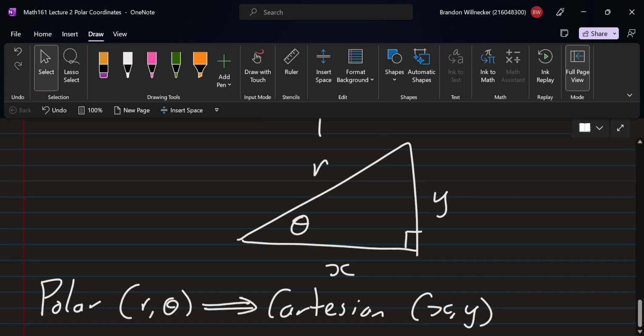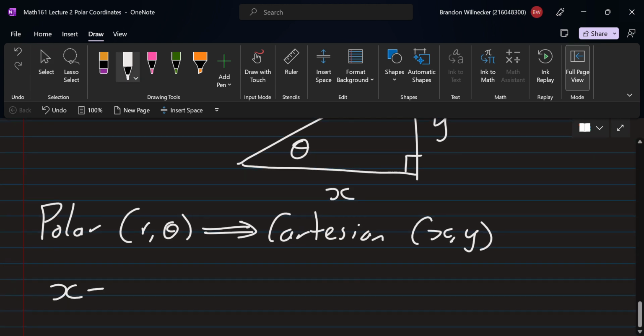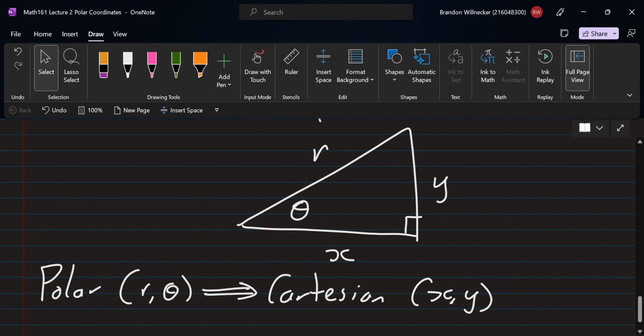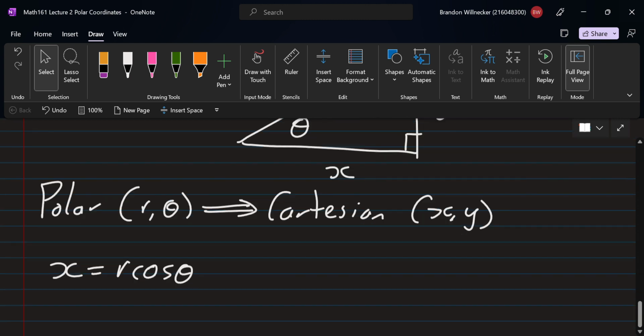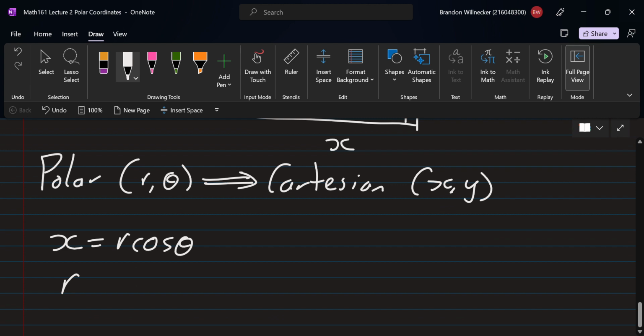But we can see, we can just use trig. So if we want to find x, that's going to be r cos theta. We know what r is, we know what theta is. If we use this equation, we can find x. Okay, how do we find y? Sorry, y is r sin theta. So, given the radius and the angle, we can find x and y. Okay, so that's from polar to Cartesian.